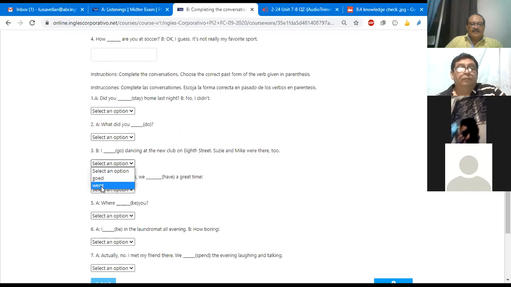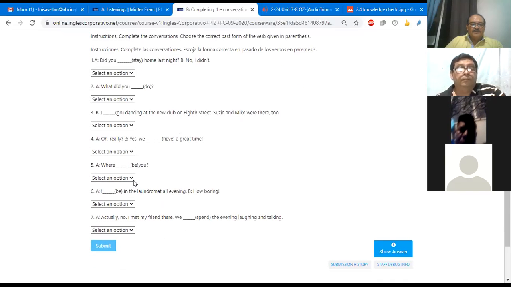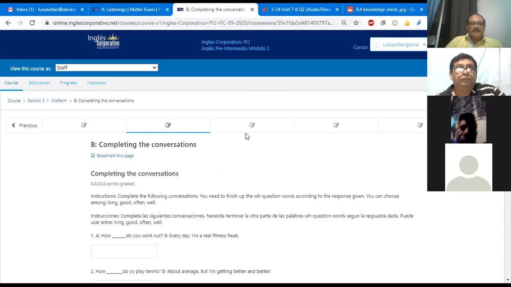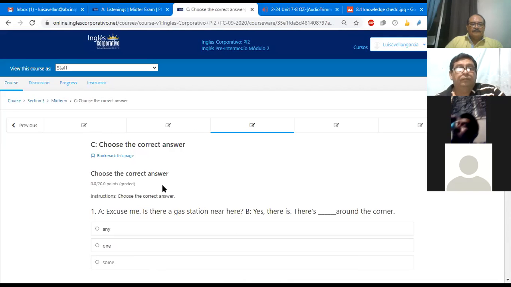Went or goed? Okay, only one is correct. I had it or I have, okay? Then you choose the verbs: where and been, where were you, where and was, and then you have the other options, spend it and spent. Okay. Then you can also choose the correct answer.